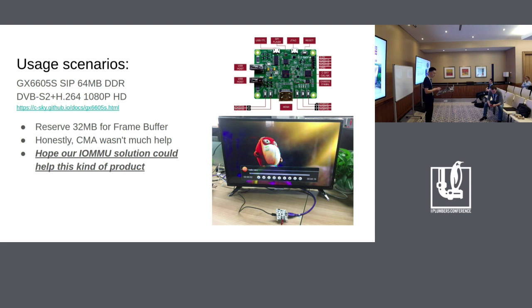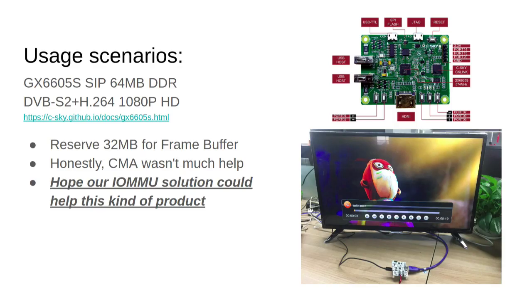For example, I will show you the usage scenarios. This is our primary product that we developed. It runs Linux, but it is very hard to run Linux because you need to reserve 32 megabytes for the frame buffer. And honestly, it wasn't very helpful. I hope our IOMMU solution could help this kind of product.